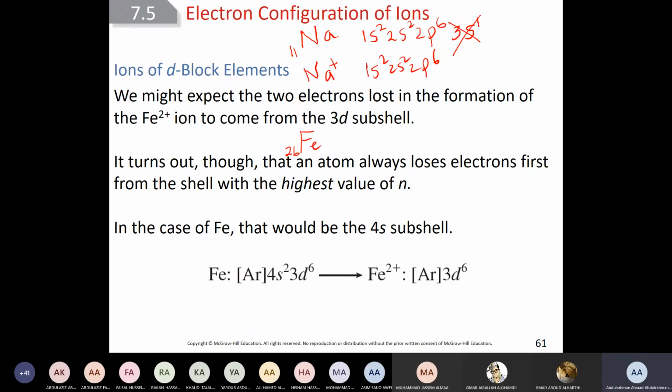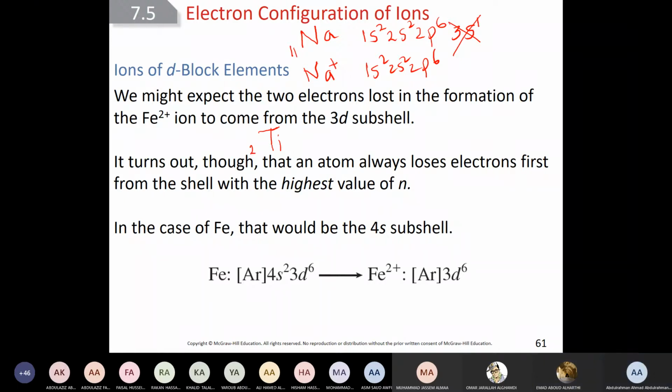Or let me take something else, so that we have something different. Let's talk about titanium. What's the number of titanium? Look at the periodic table. Ti, what's the number? 22.